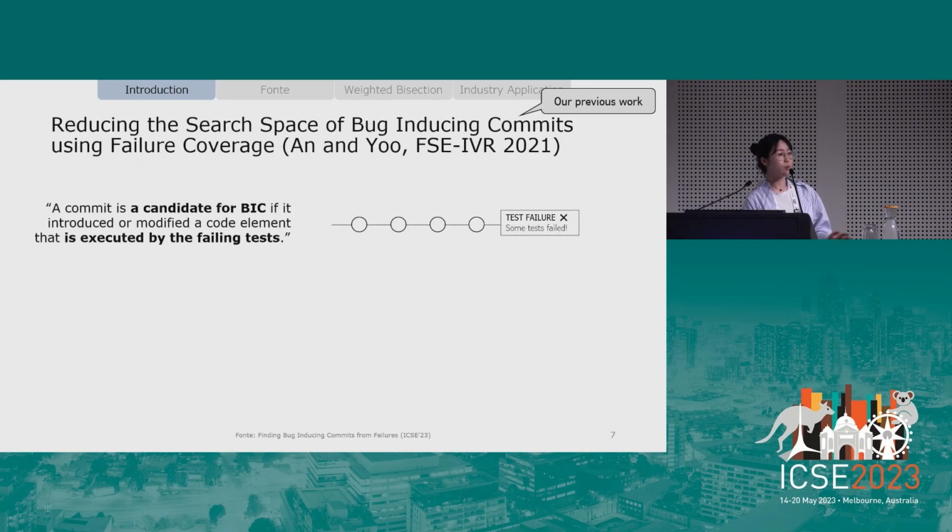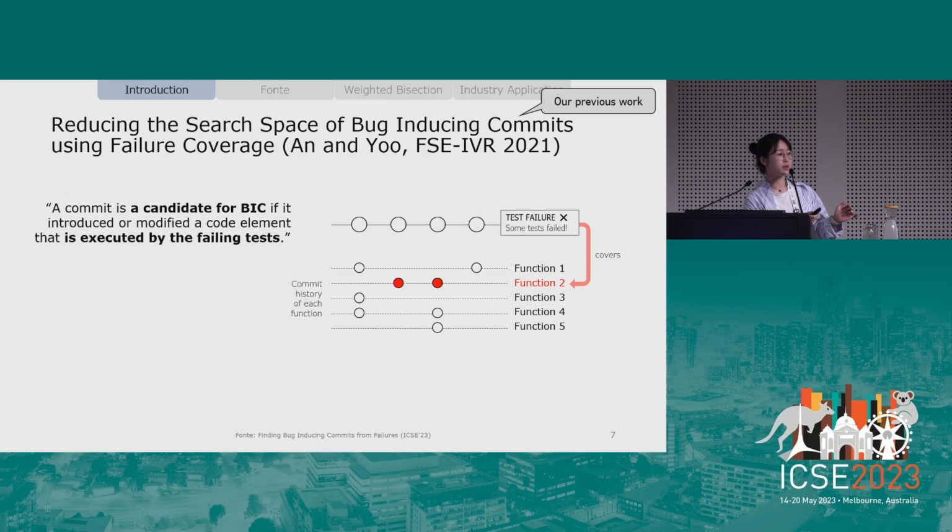In our earlier work, we had a simple assumption that a commit can be a potential BIC only if it either introduced or modified code elements that are executed by the failure. So using this assumption, we can simply narrow down the BIC search space like this. First, we measure the coverage of the current failing test cases, and then track down the commit history of the covered elements. Finally, we keep only those related commits as BIC candidates.